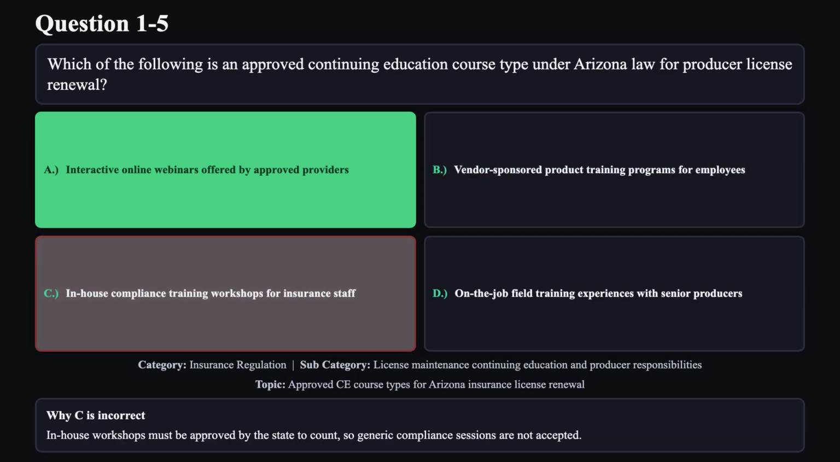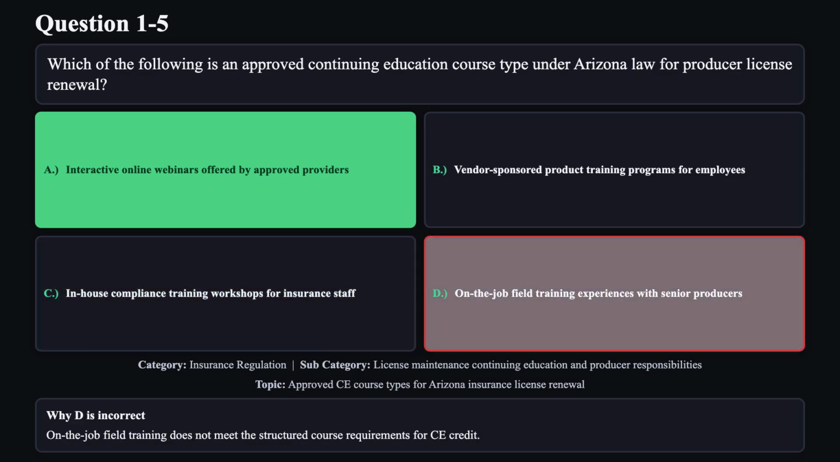Reason C is not correct. In-house workshops must be approved by the state to count, so generic compliance sessions are not accepted. Reason D is not correct. On-the-job field training does not meet the structured course requirements for CE credit.